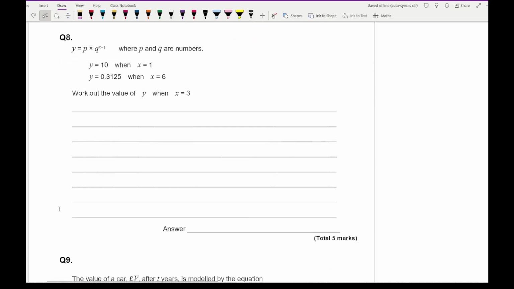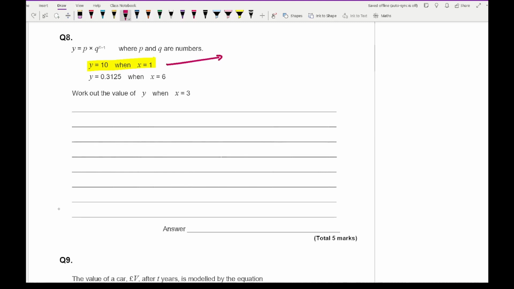Then moving on to question 8, it says y equals p times q to the power of x minus 1, where p and q are numbers. When y equals 10, x equals 1, and y equals 0.3125 when x equals 6. Work out the value of y when x equals 3. So what we're going to do is substitute these numbers first to find out what p and q are. And this type of question is very similar to direct and indirect proportion.